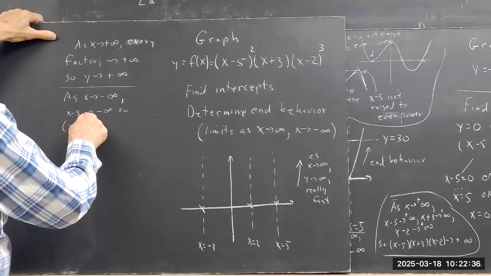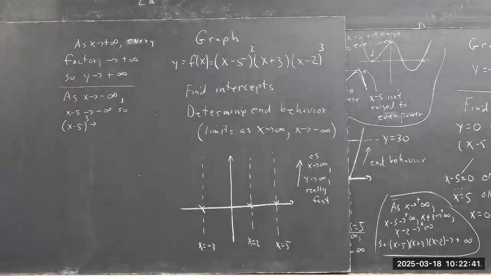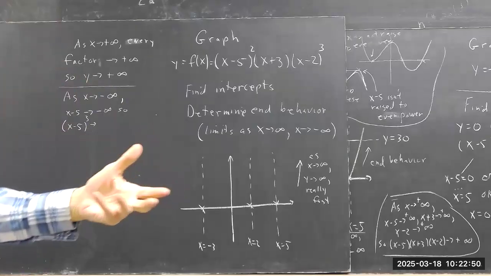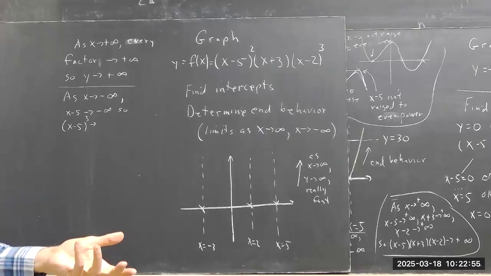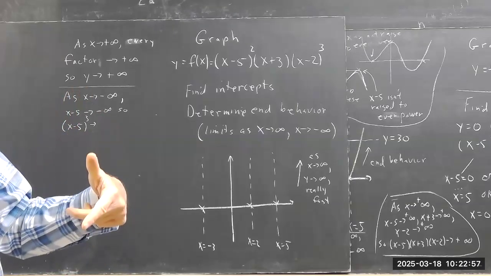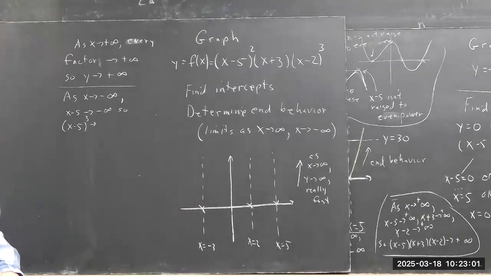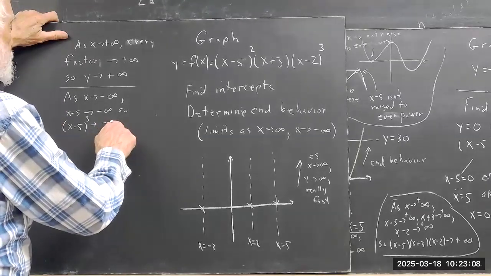Now you have x minus 5 cubed. If you square a negative number, a negative times a negative is positive. If you cube it, you multiply it by itself again, and it makes it negative, right? So if you cube negative 3, negative 3 times negative 3 is 9. Multiply that by negative 3, you get negative 27. Does that make sense? Okay, so x minus 5 cubed has to go to negative infinity.